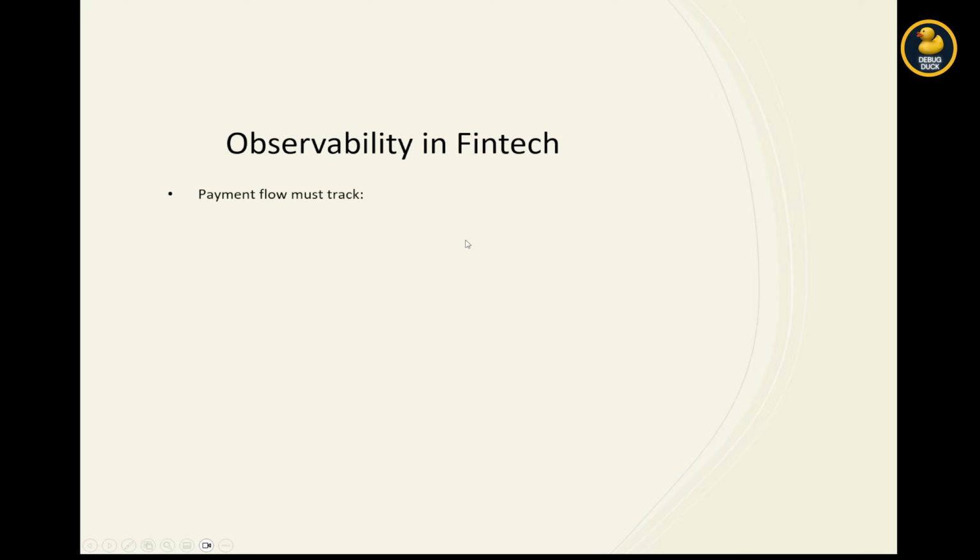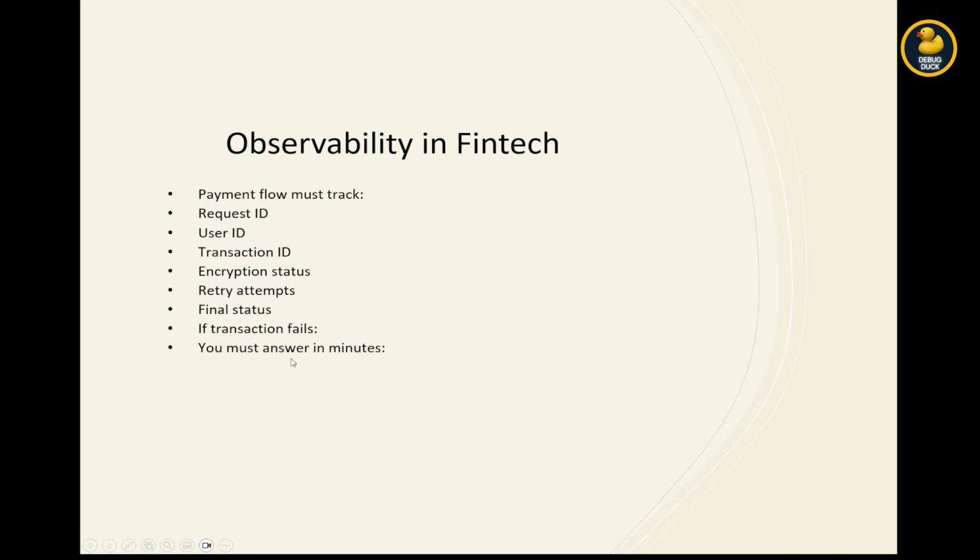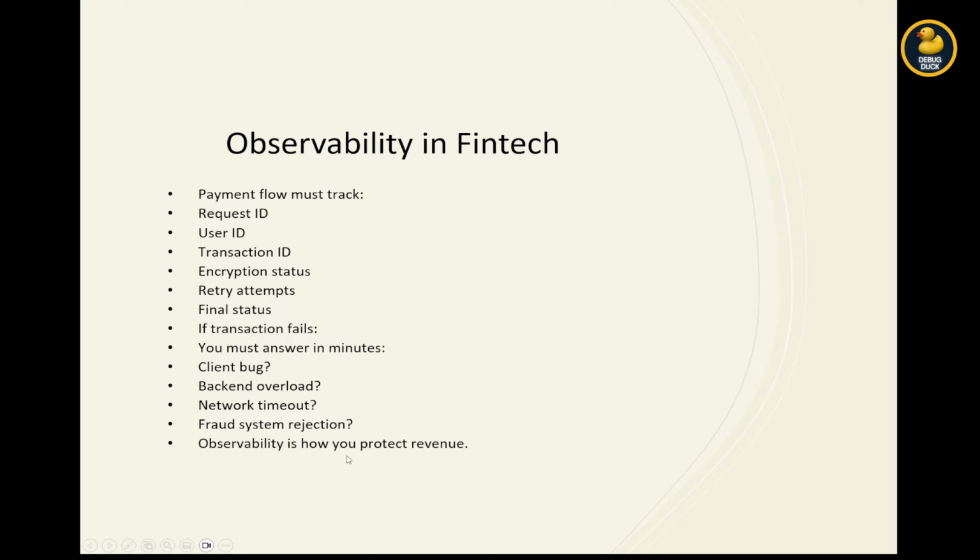Observability in a fintech context. Payment flow must track request ID, user ID, transaction ID, encryption status, retry attempts, final status. If the transaction fails, you must answer in minutes: was it a client bug, backend overload, network timeout, fraud, or system rejection? Observability is how you protect revenue.